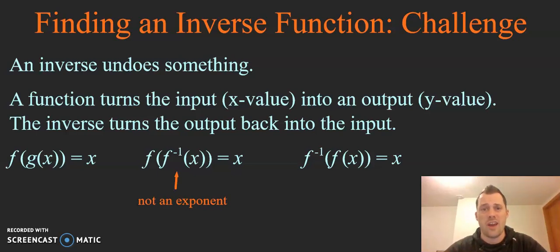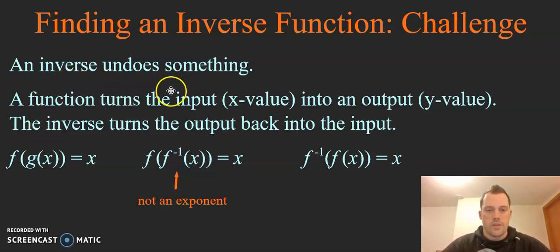In this video, we're going to look at a couple examples on how to find an inverse function. And these are going to be some challenging problems. So if you feel pretty good about how to find an inverse, or if you're in pre-calc or higher, then these would be some good examples for you to try. So remember, an inverse undoes the actions of a function.